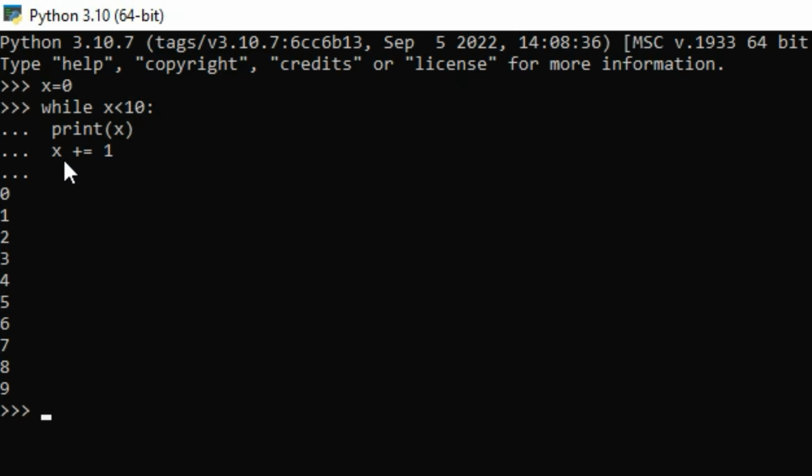So think x equals x plus 1, which means x just keeps getting bigger by 1, right? It starts at 0 and it goes 1, 2, 3, 4, 5. So it just keeps getting bigger. So x keeps changing, and it just stops before 10, so it stops at 9.